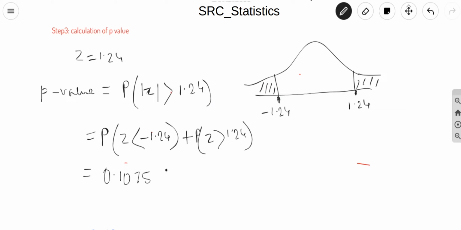So we write down the value 0.1075 plus 0.1075, same value. Why? Because the z curve is a symmetrical curve. So whatever lies to the left of negative 1.24 will be the same as whatever lies to the right of positive 1.24. Adding these two we get the p-value as 0.2150. Then we go to step 4, that is decision.